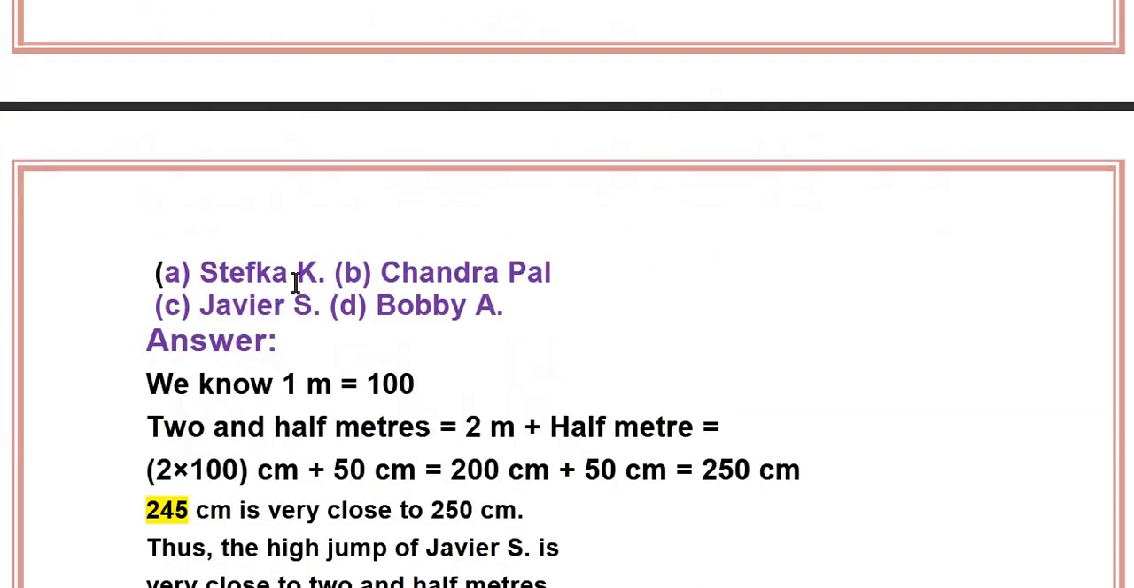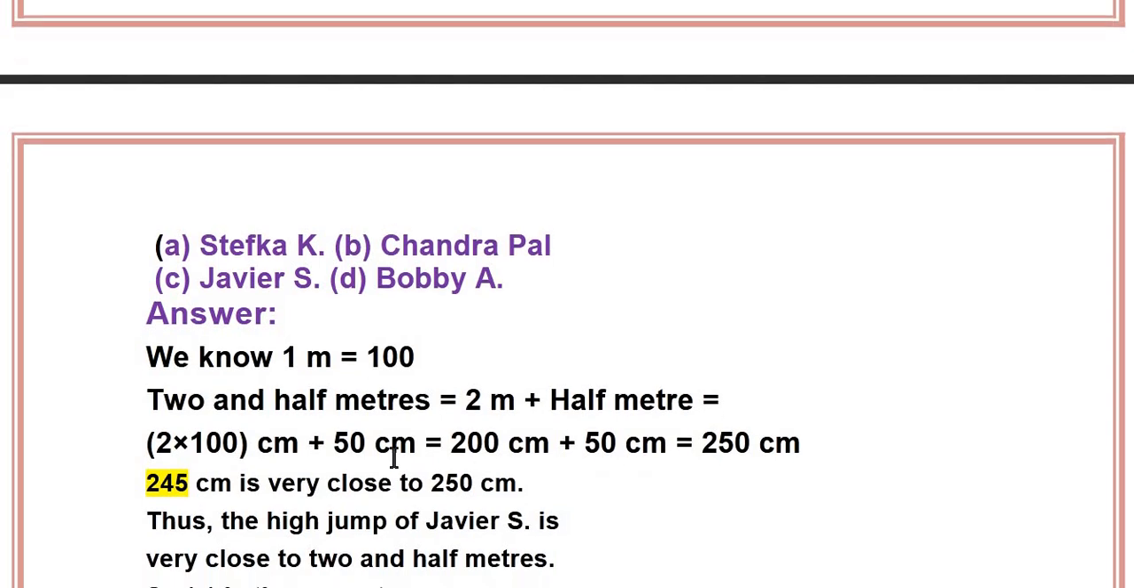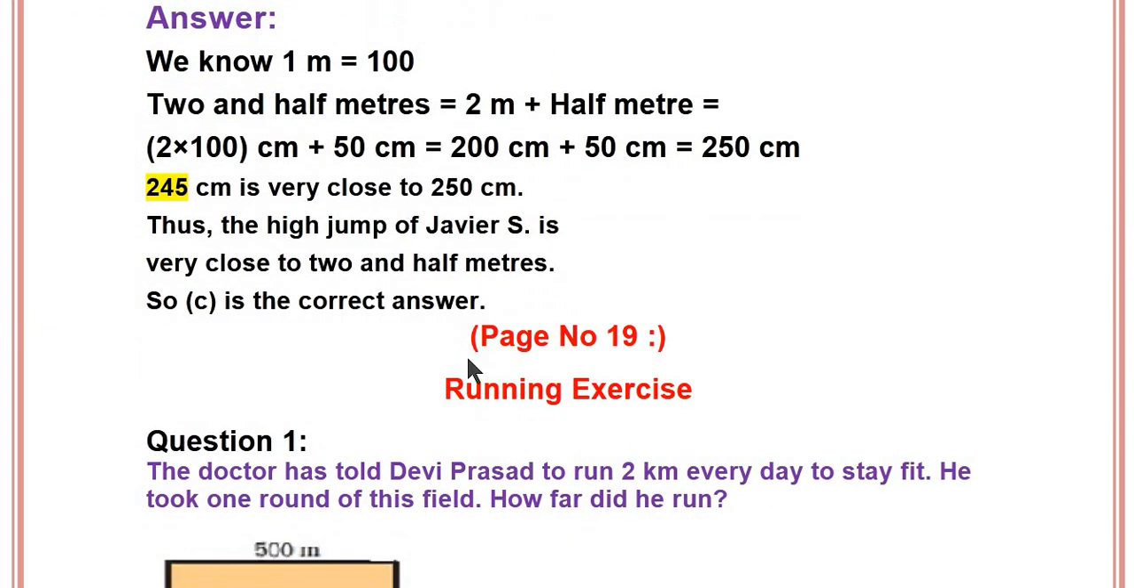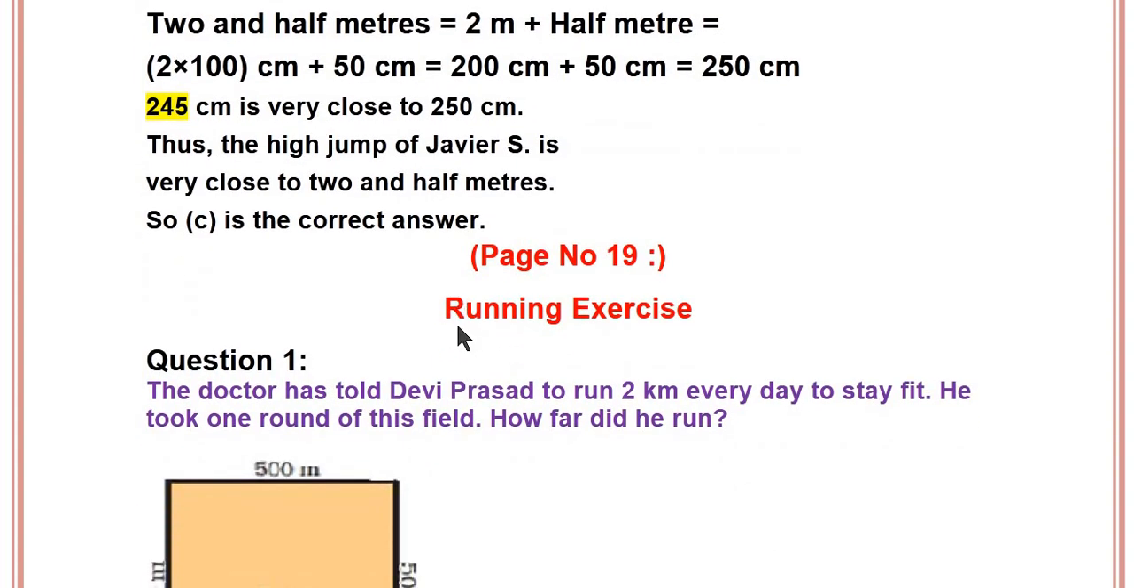Whose high jump is very close to 2.5 meters? Stefka K, Chandrapal, Xavier S, Bobby A. We know 1 meter is equal to 100 centimeter. So 2.5 meter means 2 meter and half meter, which means 250 centimeter. 245 centimeter is very close to 250 centimeter. Thus, the high jump of Xavier S is very close to 2.5 meters. So C is the correct answer, Xavier S.